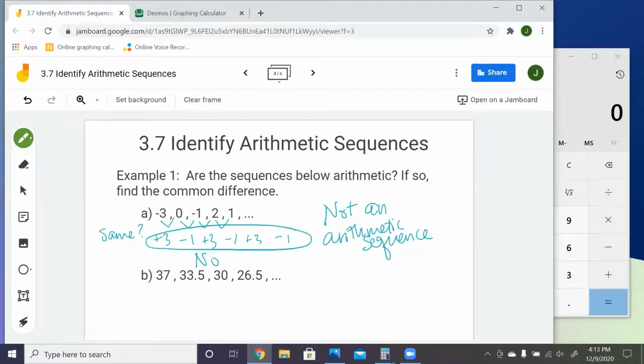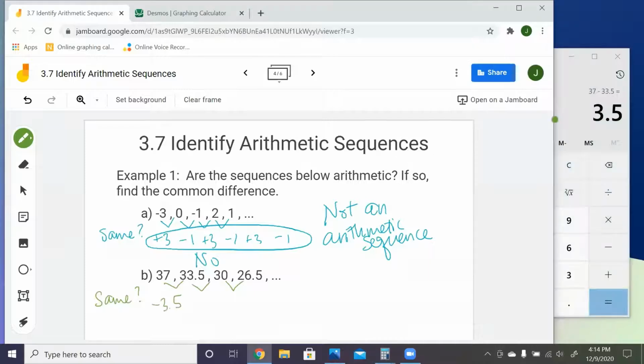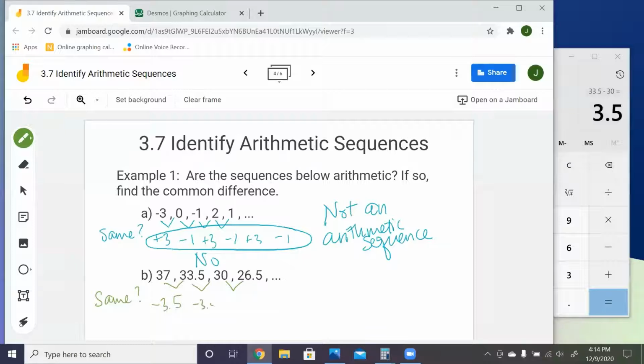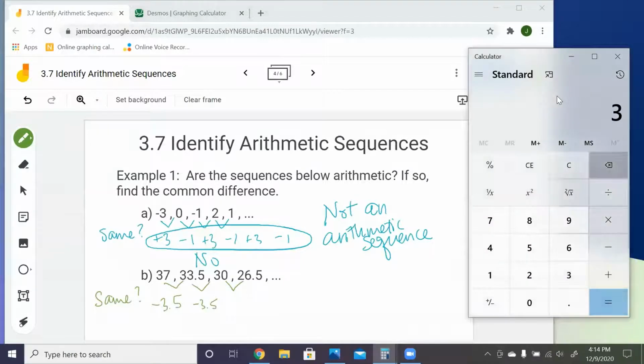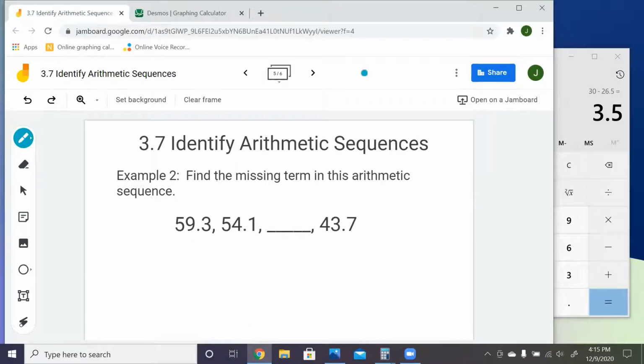In the second example, I'm going to do the exact same thing. I want to know if all the differences are the same. And with the decimals here, I'm going to use my calculator to help me. So from 37 to 33.5, I subtracted 3.5. From 33.5 to 30, I subtracted 3.5. And from 30 to 26.5, I subtracted 3.5. Because these are all the same, I know that yes, this is an arithmetic sequence, and my common difference is -3.5.